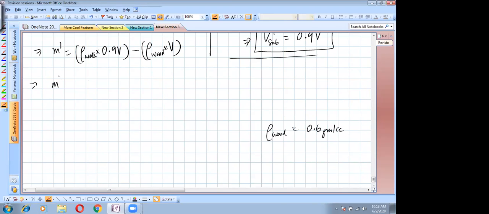So m prime will become 1 gram per centimeter cube into 0.9 into this volume, where I just calculated the volume.